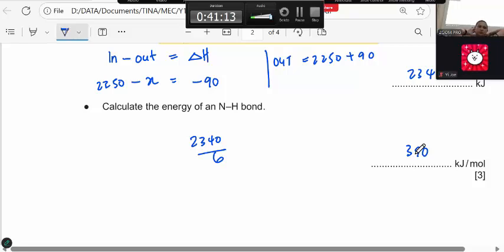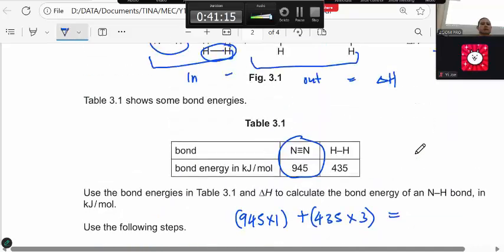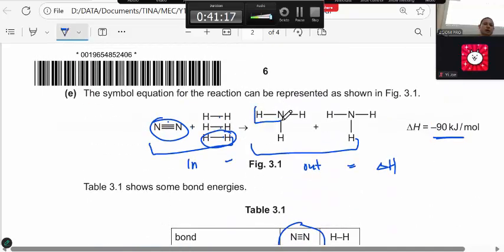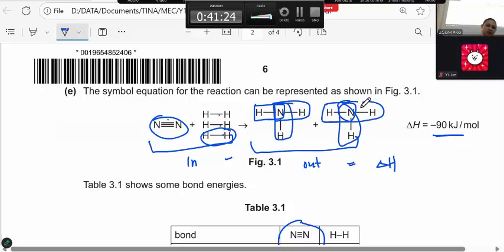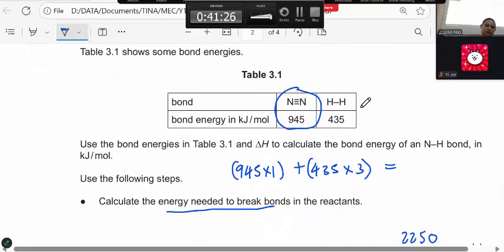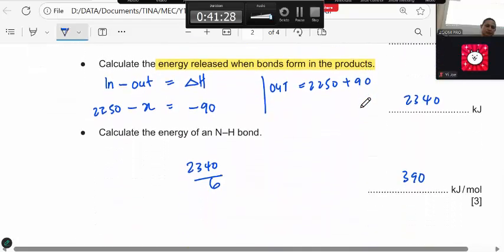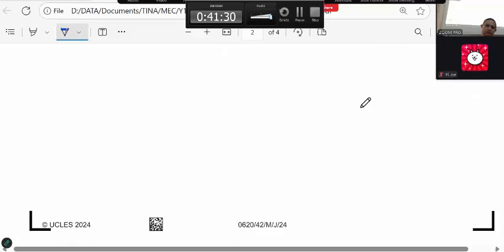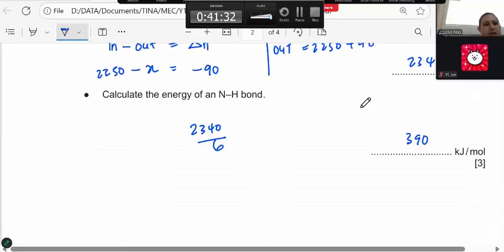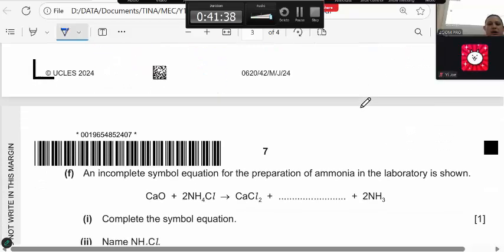This six, no, this one. Because they're finding one bond, how much? 1, 2, 3, 4, 5, 6. Get it? Okay. Joe, you got it correct? Yeah. Okay, good. All right.